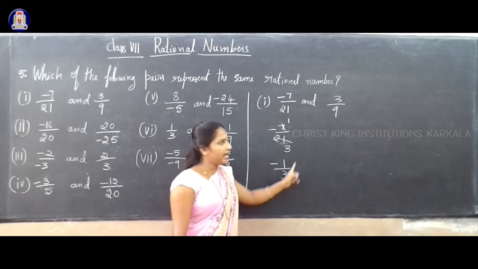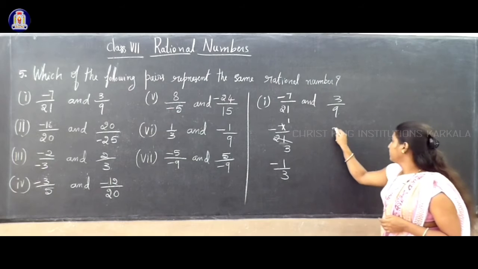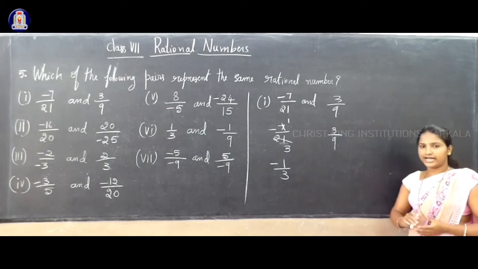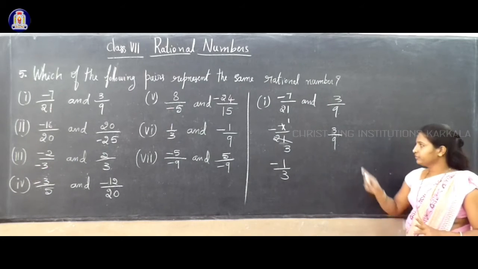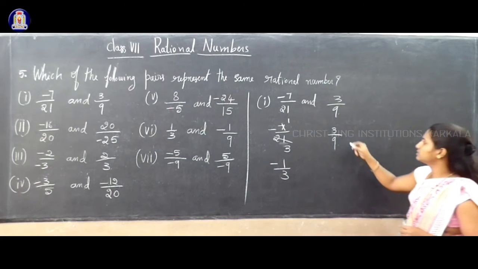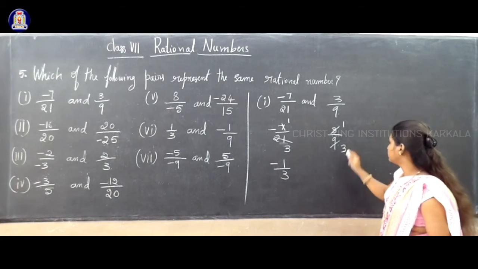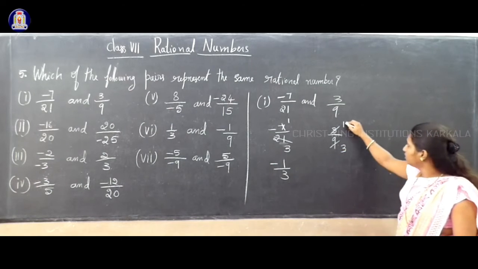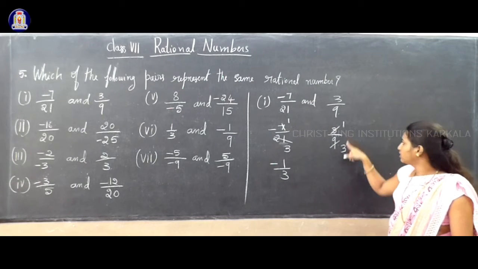And see the second rational number, that is 3 by 9. This also we can simplify because both numerator and denominator are divisible by the same number, isn't it? So 3 and 9 are divisible by the 3 table. 3 ones are 3, 3 threes are 9. If you simplify 3 by 9, we get 3 ones are 3 and 3 threes are 9. So what is remaining?